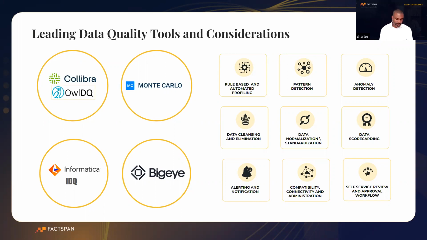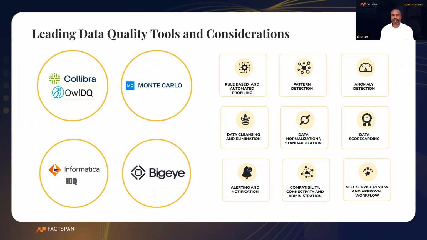And then these are some of the criteria that you want to use when you're thinking about what to select. You want to make sure rule-based profiling is there. You want to make sure it has pattern detection, the ability to identify anomalies if it's an anomaly detection tool. As I mentioned, Collibra gives you the ability to do both the data quality profiling and anomaly detection and combine those. And then you have data cleansing and elimination, so the ability to cleanse the data and automate the cleansing of the data if it identifies data that is outside of the rules that you stated.